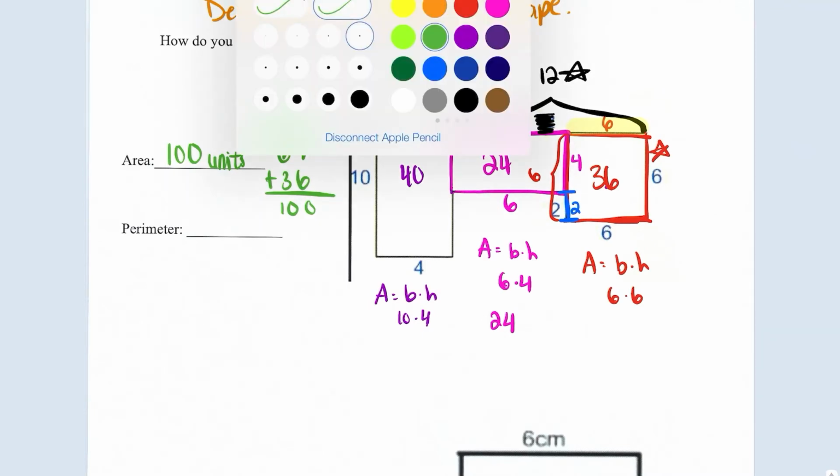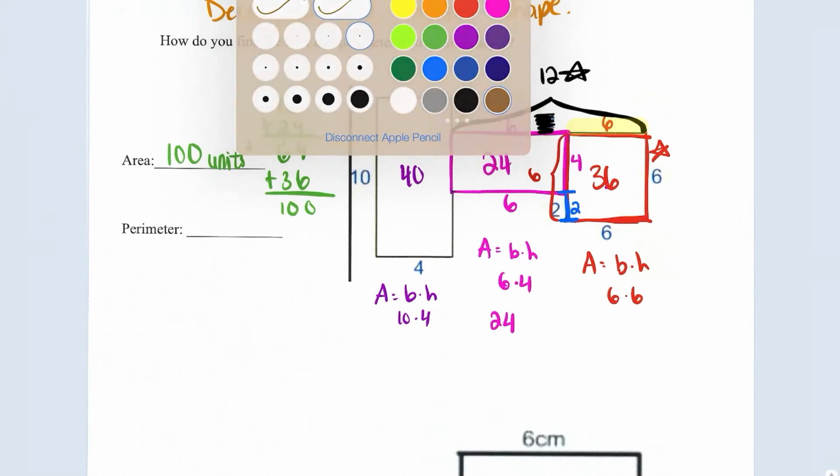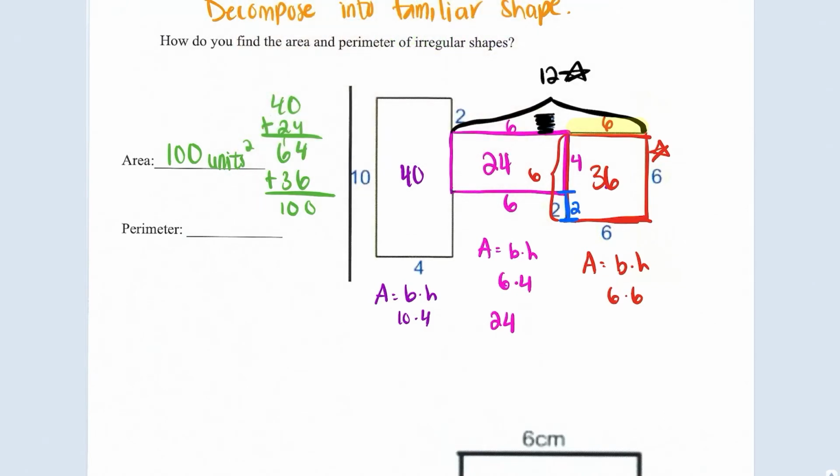Okay. Cool, we found the area. Not too bad, right? Now, remember, the perimeter is all of the outside. So I got to add this 10 plus this 4 plus this unknown part plus the 6 plus the 2 plus another 6 plus another 6 plus the 12 plus the 2 and then plus whatever this is. So I have a few mystery dimensions here.